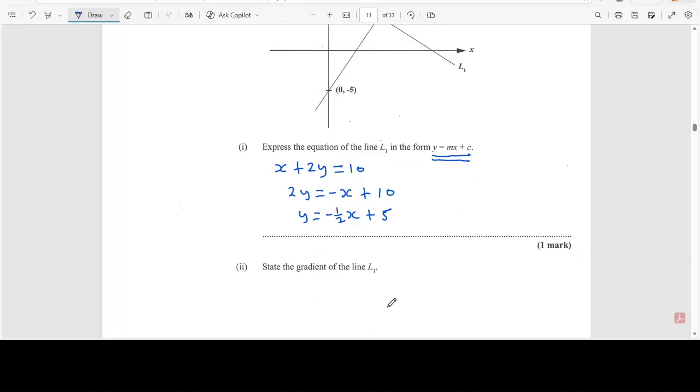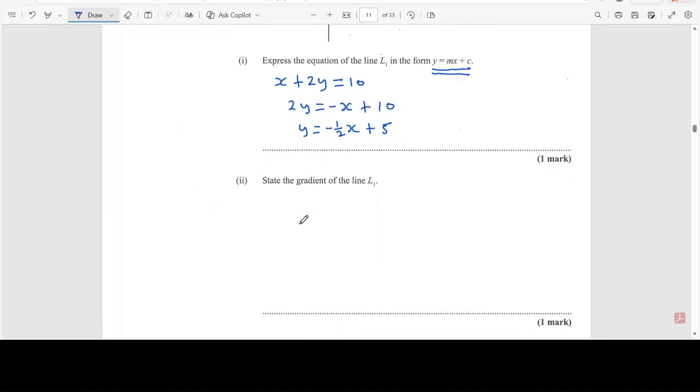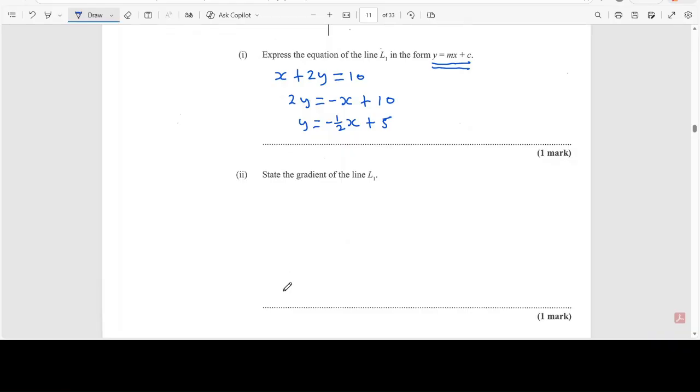You're just making y the subject. Just like when you're finding the inverse of a function, you're making y the subject, same thing we're doing here. Right, state the gradient of line L1. Who could give me an answer? Gradient of line L1. But nobody can give an answer. This is line L1. Which number represents the gradient? The m is the gradient. That is negative a half.